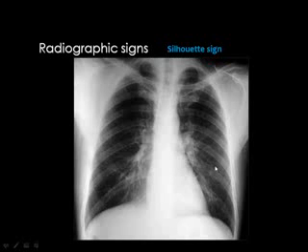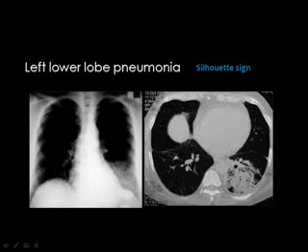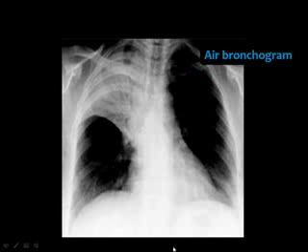And whenever you cannot identify the cardiac shadow through the opacity, this is known as silhouette positive. Then this is a silhouette negative sign where you can see an opacity, but you can still identify the cardiac border. This means that this opacity is located in the lower lobe posteriorly, and this finding is confirmed by the CT scan, where you can see the opacity posteriorly located.